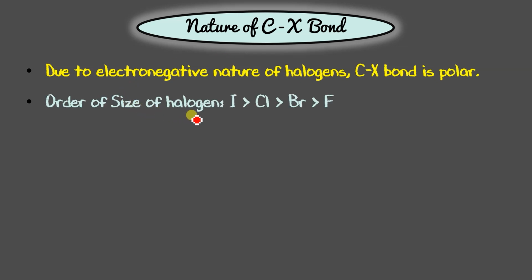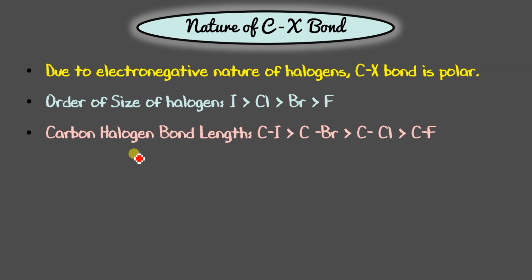If we check the order of the size of the halogen, the iodine size is the biggest one, then bromine, then chlorine, and then fluorine. Fluorine is the smallest in size. Carbon halogen bond length, if we talk about, obviously this is the carbon, and iodine size is big, bromine size is a little smaller. If I draw the structure, this is carbon and this one is iodine. This is carbon, this is bromine. Then this is carbon, this is chlorine, and fluorine, this is the carbon, so this is the fluorine. So tell me whose bond length will be high.